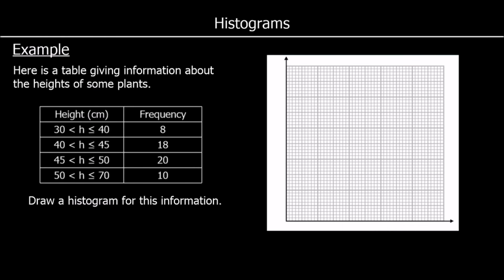In this question, we've been given a table giving us information about the heights of some plants, and we are being asked to draw a histogram. In a histogram, we're going to have the height along the bottom, so I'll write the height in centimeters, but we don't put the frequency up the side. The frequency is actually going to be the area of each bar. And up the side, we're going to put something called frequency density.